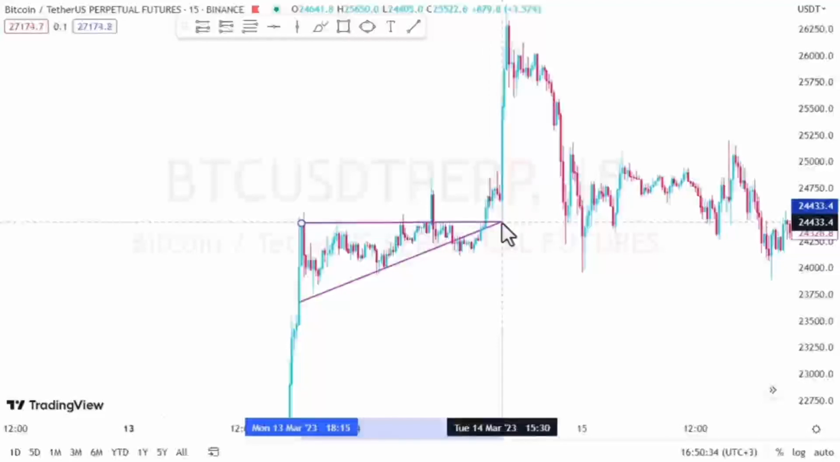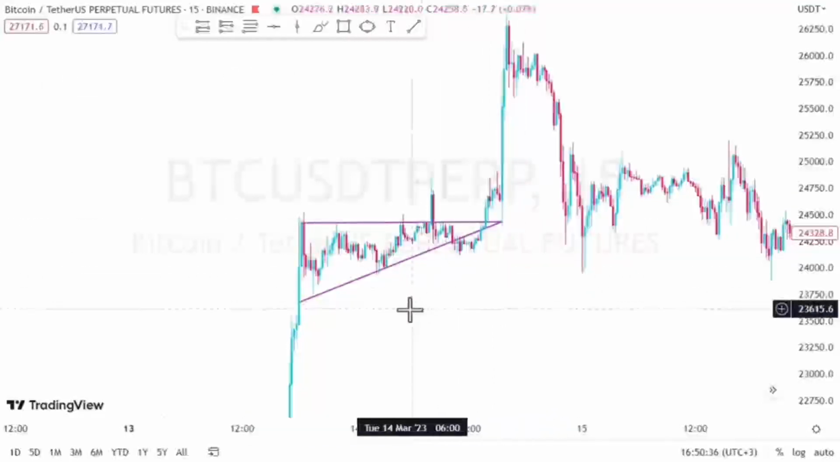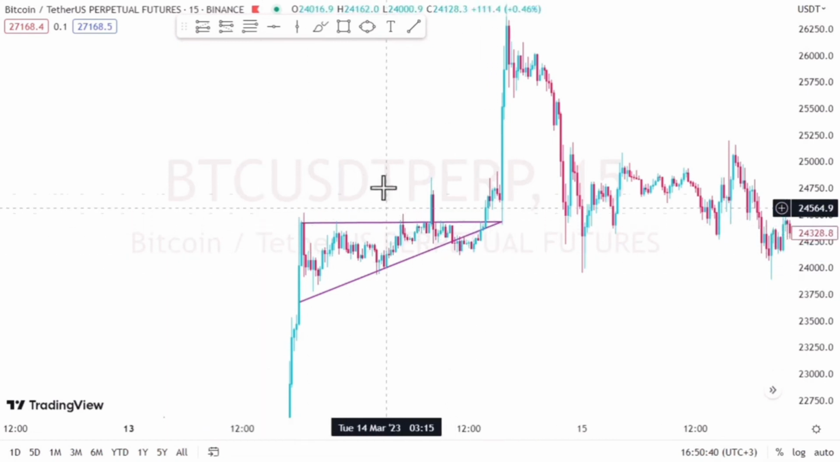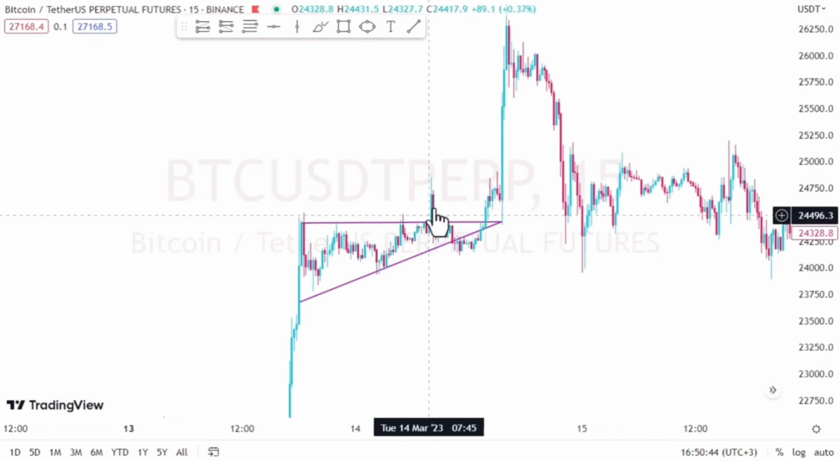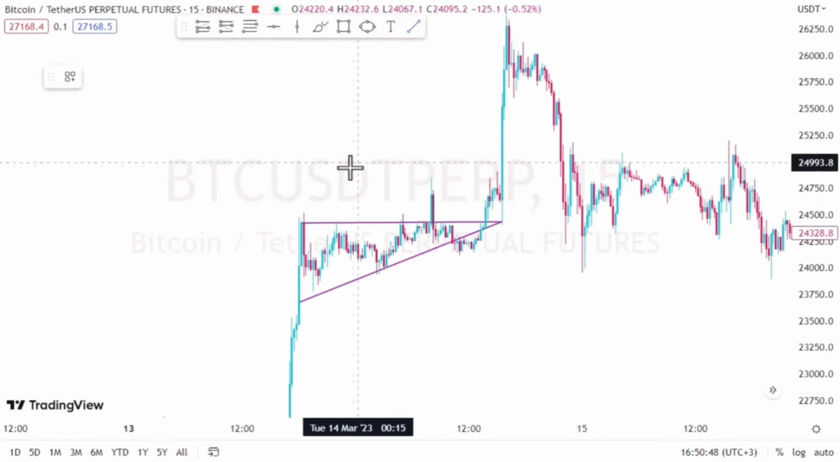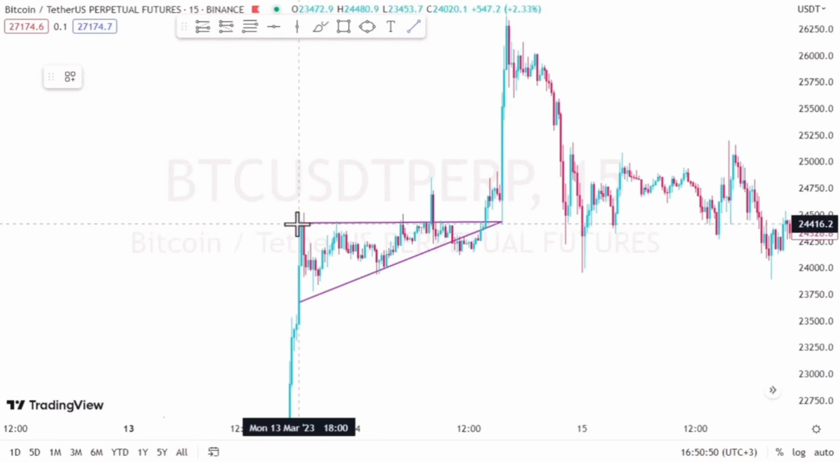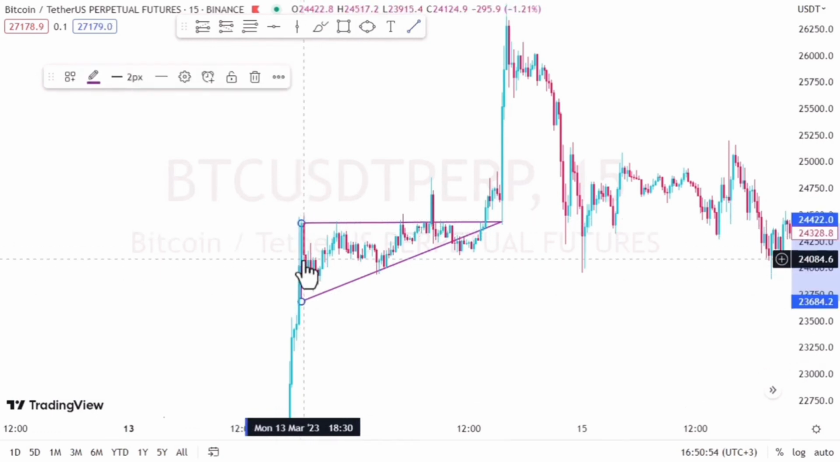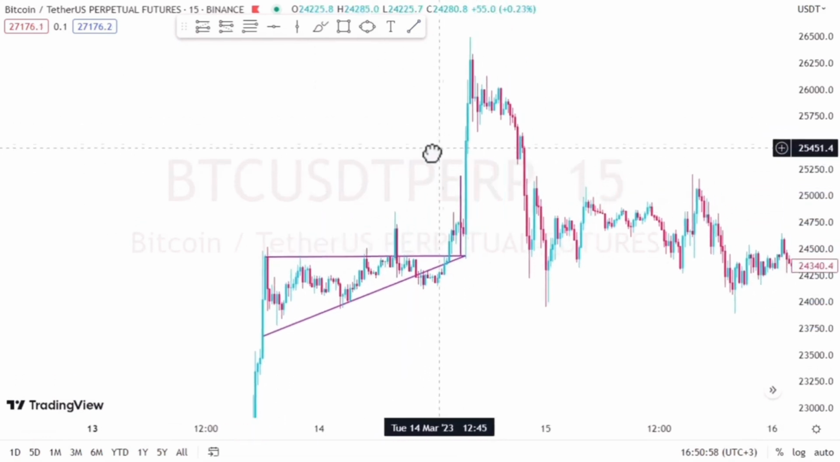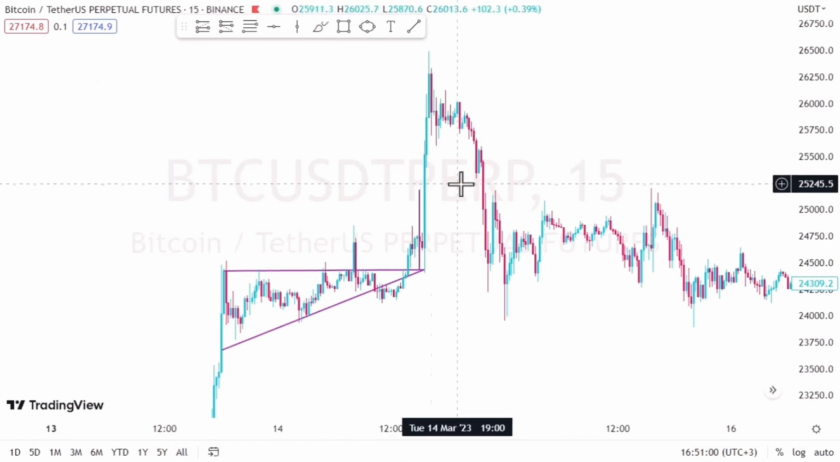If I continue this, you can see it's a triangle, and then the price breaks it, and how much will the price go up? In this case, the price will go at least the amount of this point to this point. It will go up from here, and you can see the price went a lot above that. No one knows how much a price will go up, because this is an unpredictable market.